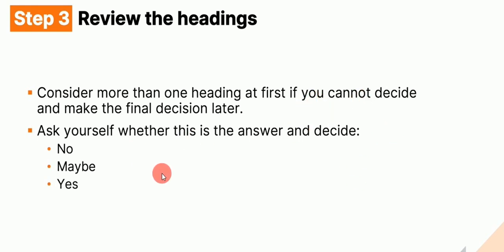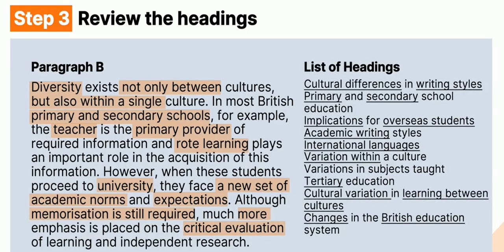Now it's time to practice this step. When you are reviewing the headings, you need to think about the main idea of paragraph B. A keyword in the first sentence of this paragraph is diversity, and the second sentence mentions primary and secondary schools. So the main idea is probably related to diversity in education. Now let's eliminate some of the headings. Cultural differences in writing styles? Well, that's a no, as writing is not mentioned in this paragraph.